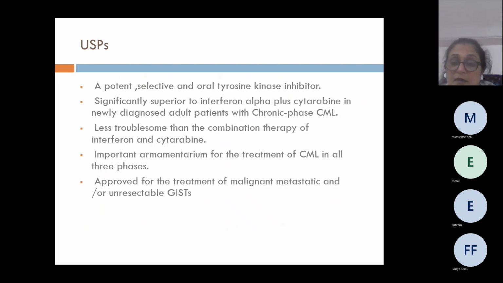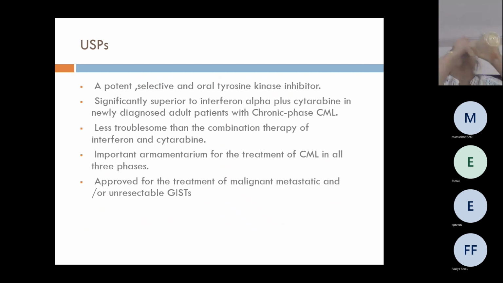It can be given in CML for newly diagnosed patients and also in all the three phases. In the initial phase, chronic phase, in the accelerated phase, and also in the blast crisis. It is approved for the treatment of malignant, metastatic, and unresectable GIST. Okay, so it can be given in the GIST patients.